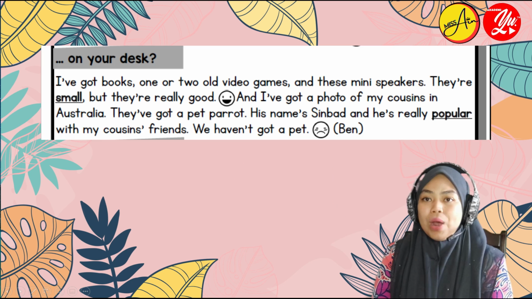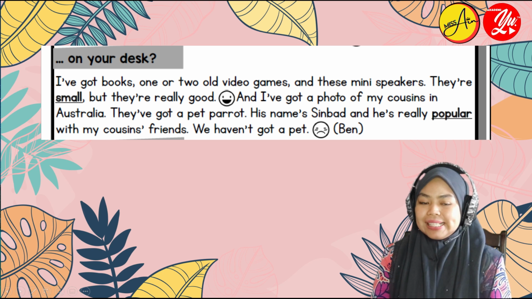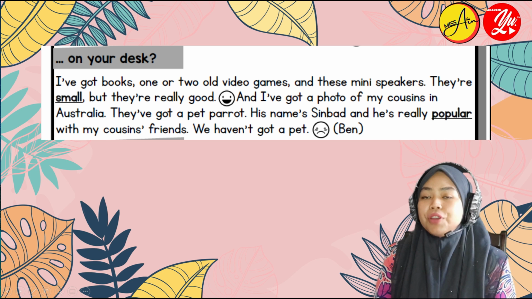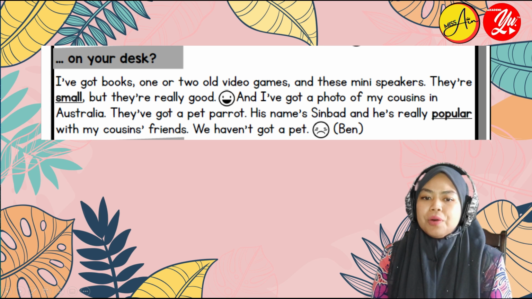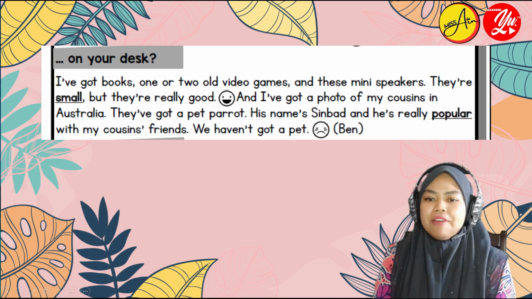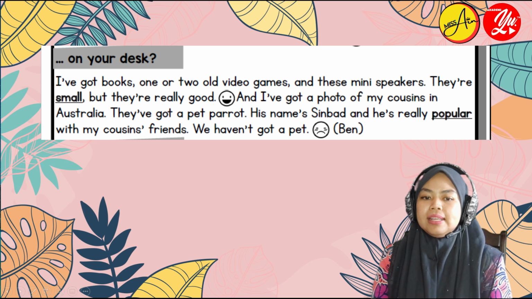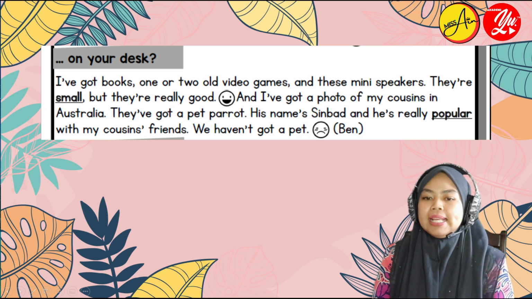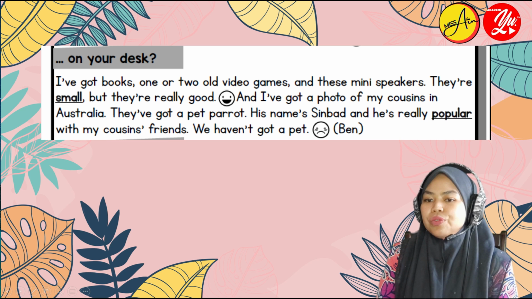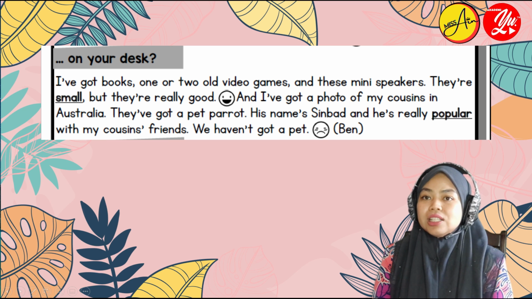Next paragraph. What have you got on your desk? Let's read together. I've got books, 1 or 2 old video games, and these mini speakers. They are small, but they are really good. And I've got a photo of my cousin in Australia. They've got a pet parrot. His name's Sinbad, and he's really popular with my cousin's friends. We haven't got a pet.